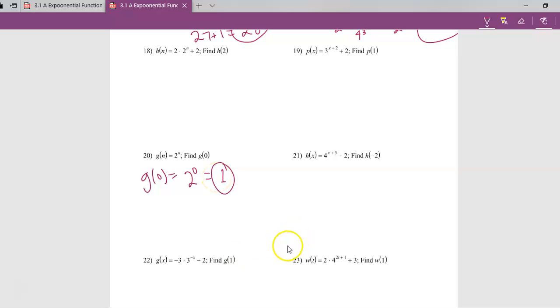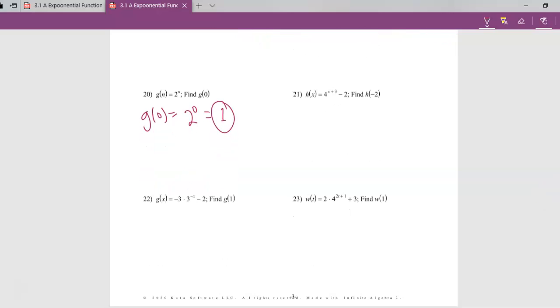We'll try one last one. Let's do number 23. So we're going to plug in 1. We've got 2 times 4 to the 2 times 1 plus 1 power, and then plus 3. So all I did is replace this t right here with a 1. I'm going to simplify my exponent here. 2 times 4 to the 2 plus 1, which would be 4 to the 3rd, plus 3.